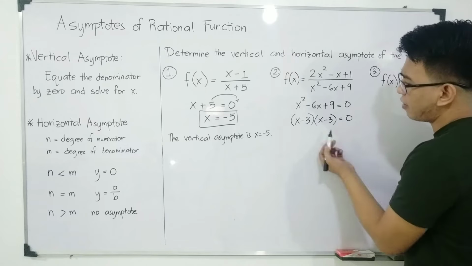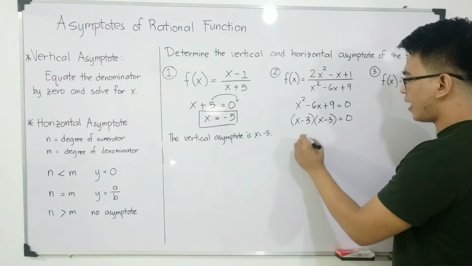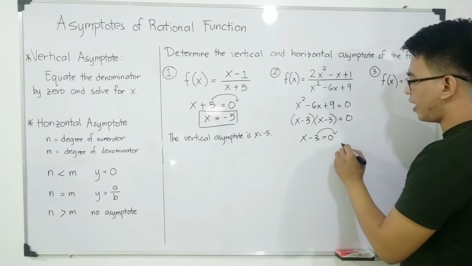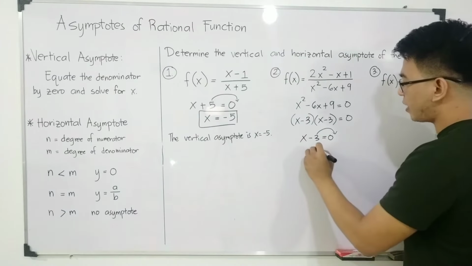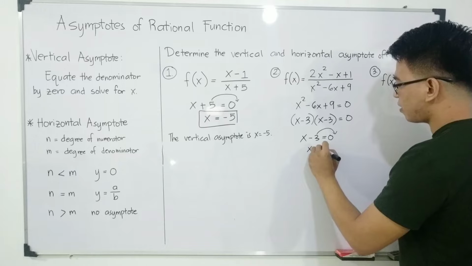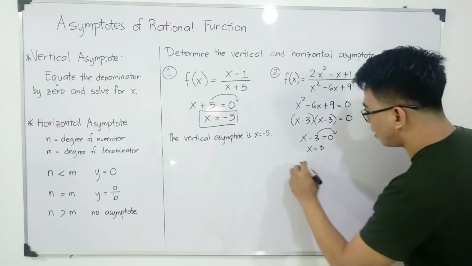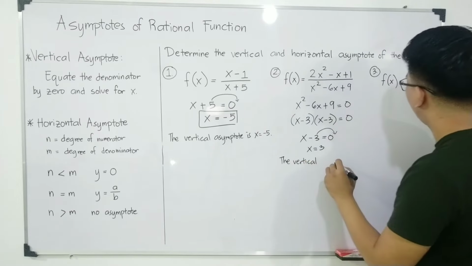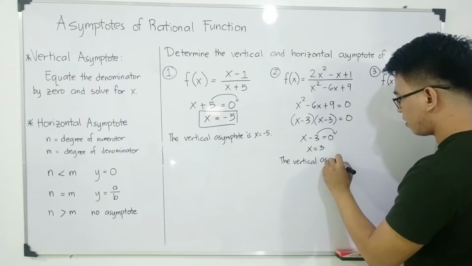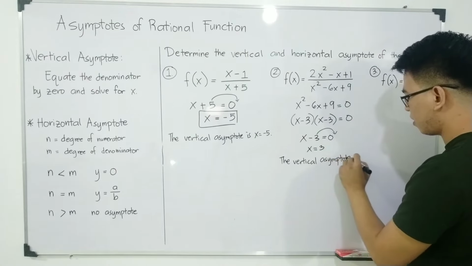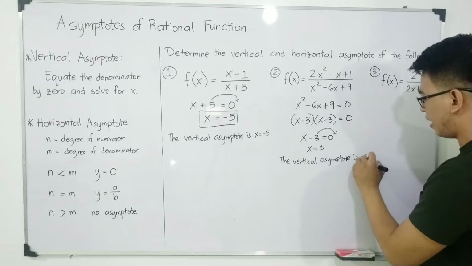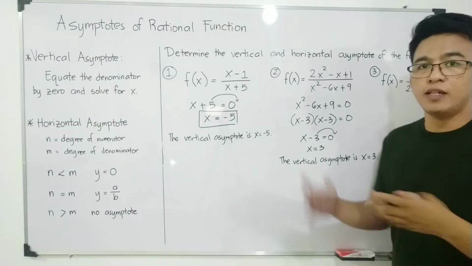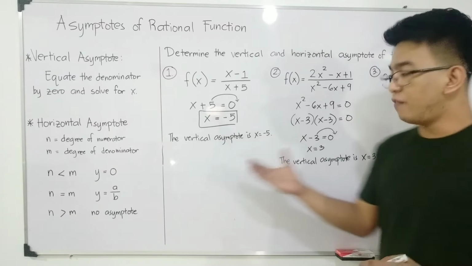Now, since they're the same, we can just solve for x. x minus 3 is equal to 0, and then we will transpose it to the other side, it will become x is equal to positive 3. Ibig sabihin yan, guys, that the vertical asymptote is x is equal to 3. Ito na yung mismo sagot natin for item number 2. Now guys, we are done with the vertical asymptote of number 1 and number 2.